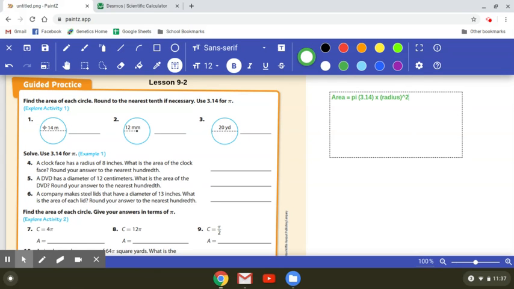For number 1, we have a 14-meter diameter. That means the radius is half of that. 14 divided by 2 is 7. So for number 1, we're going to have 3.14 multiplied by 7 squared. Let's just go to our calculator.